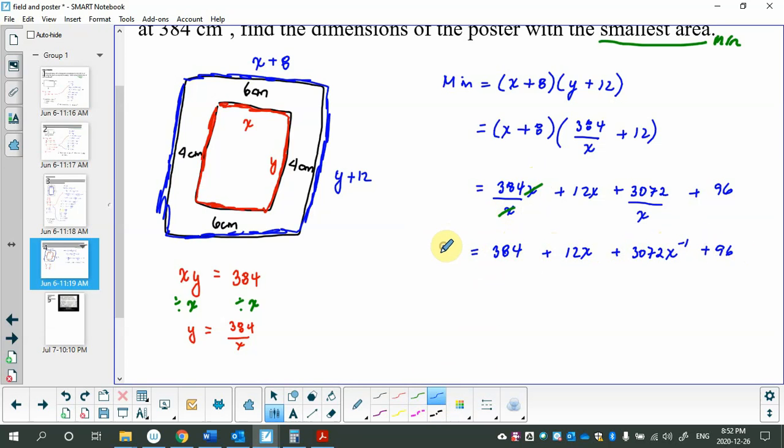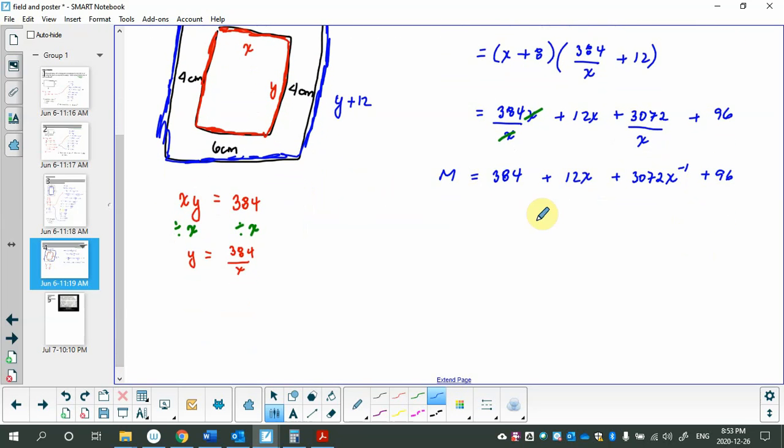Now I'm going to show you something kind of cool. It doesn't really matter if you collect like terms or not, because you're just taking a normal non-product rule, non-quotient rule, non-power of a function derivative. So when you take the derivative, this will be 0, and I won't write it down. This will be 12. Get that right this time. This will be negative 3072x to the negative 2, and this will be 0. So whether you combine them and take the derivative and get 0, or whether you do them individually and still get 0, you will still get the same information for your derivative.